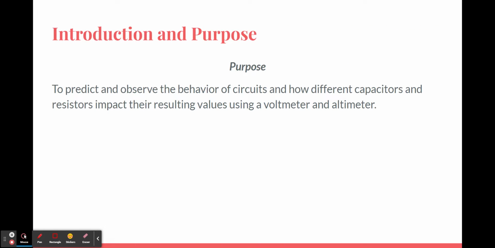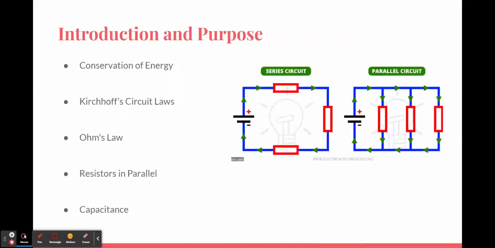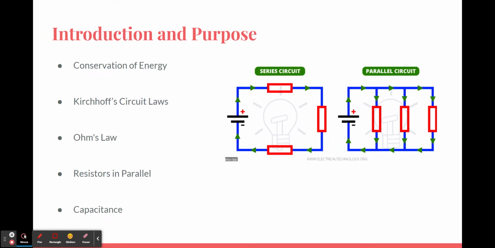The purpose of this lab is to predict and observe the behavior of circuits and how different capacitors and resistors impact the resulting values using a voltmeter and an ammeter. To achieve this purpose, we have to use several key concepts. The first being the conservation of energy, the second being Kirchhoff's circuit laws, the third being Ohm's law, the fourth being resistance in parallel, and the fifth being capacitance. On the right, you see an example of a series circuit and a parallel circuit.